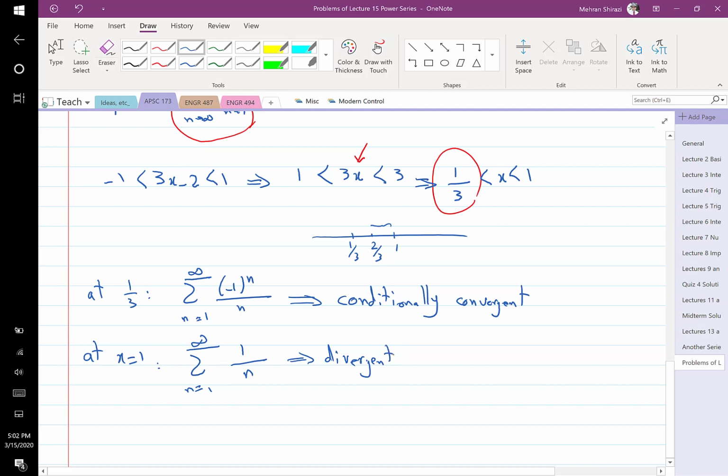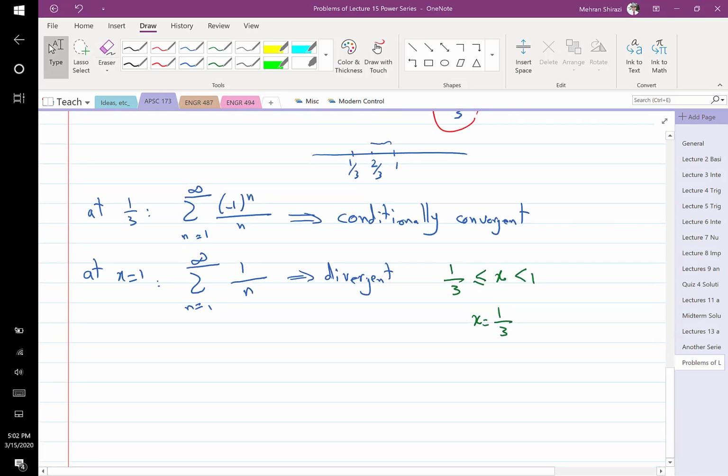So the interval of convergence is this. At 1 over 3 it's converging, at 1 it's not converging. The radius is 1 over 3. At all points between 1 over 3 and 1, the series is absolutely convergent. At this specific point of 1 over 3 it's not absolutely convergent, it's conditionally convergent.